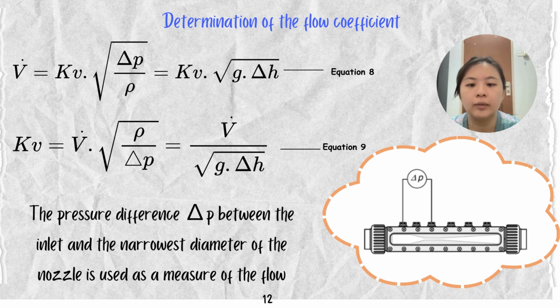So the difference in H, we are going to get the difference between the inlet of the venturi, which is shown in the picture at the right side, and the narrowest diameter, which is point number 3. So we're going to get their pressure difference in this formula.